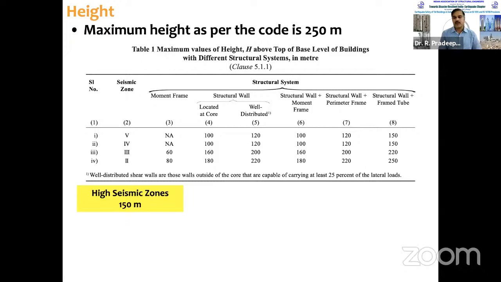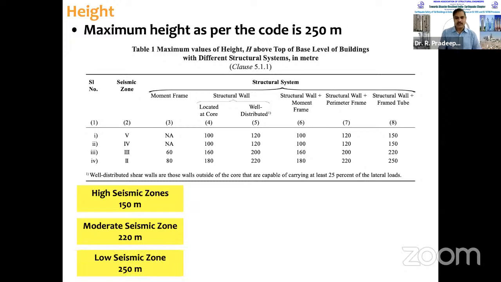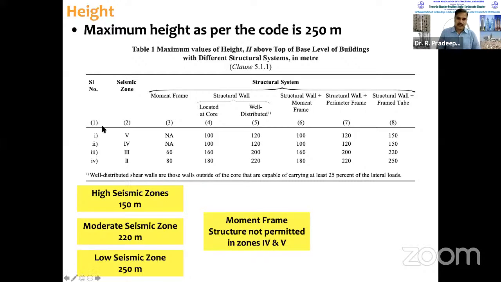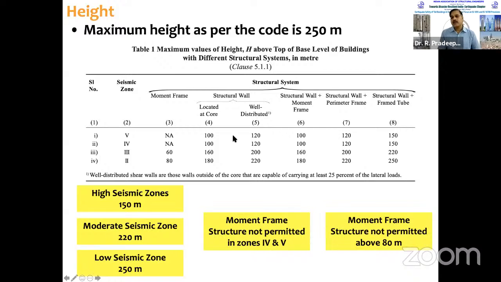For high seismic zones, the maximum allowable height is 150 meters. For moderate seismic zones, the allowable height is 220 meters, and for low seismic zones, 250 meters. Moment frame structure is not permitted in zone 4 and zone 5 areas. You can see here, not applicable, not applicable. I'll tell the reasons why. Moment frame structure is not permitted above 80 meters, so in zone 3 it is only 60 meters, and in zone 2, up to 80 meters it is allowed.